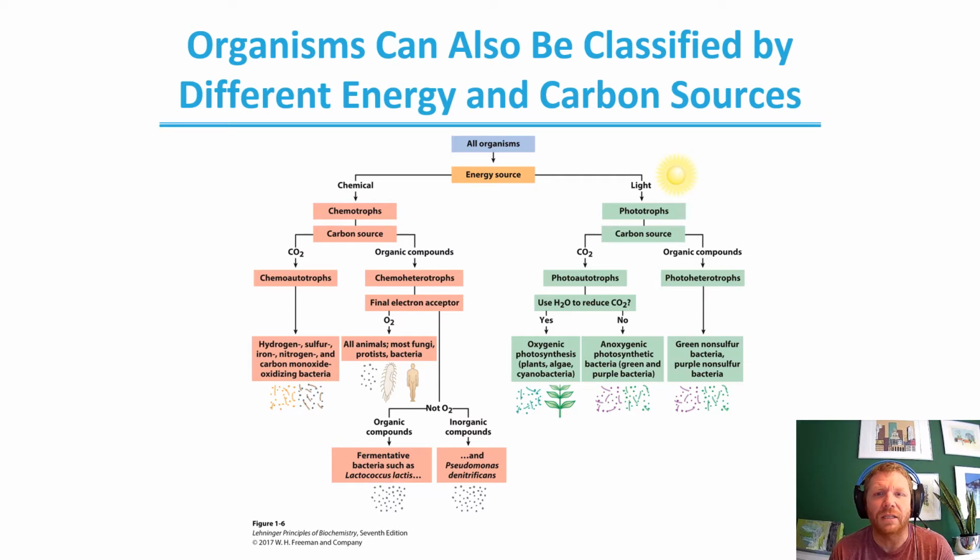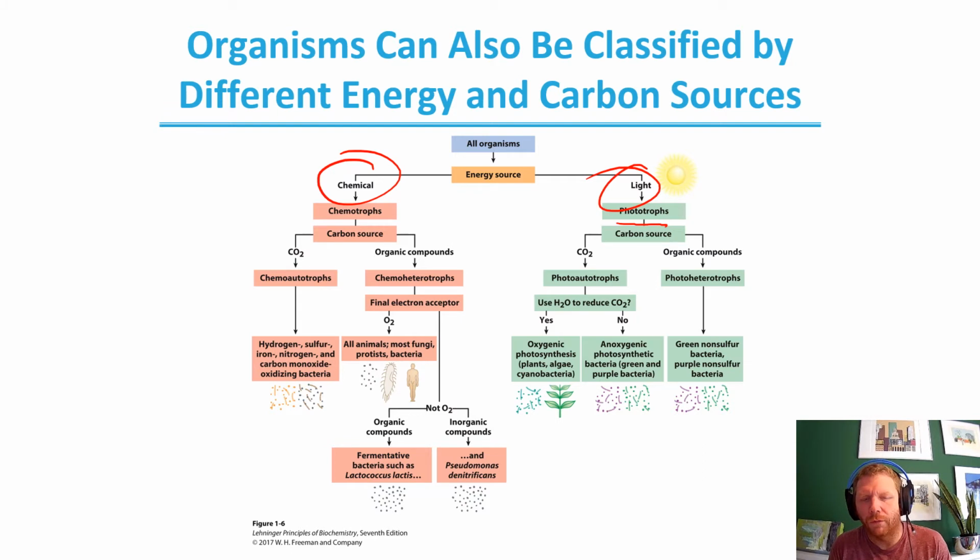An additional way that you classify organisms is by their energy source. You can classify them as being chemotrophs or phototrophs. If they are a chemotroph, they're going to utilize chemicals to extract energy. If they are phototrophs, they are going to extract energy from sunlight.